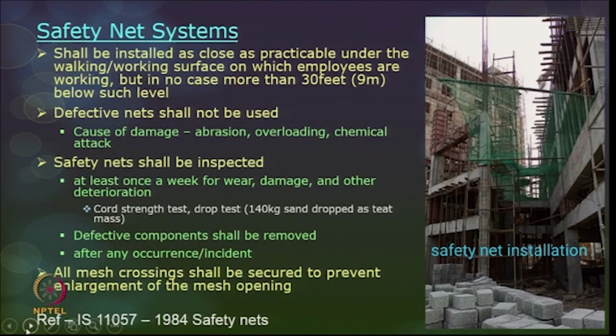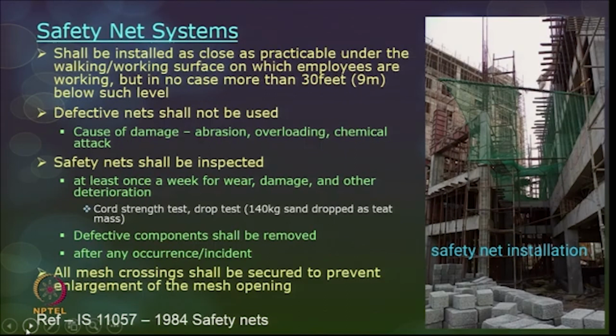Next we will talk about safety nets. So, when you talk about fall protection, safety nets are one of the ways to safeguard people from falls. So, what is a safety net? The safety nets are primarily to catch workers or people when they fall down. This should be installed as close as practicable under the walking or working surface from where employees are expected to fall.